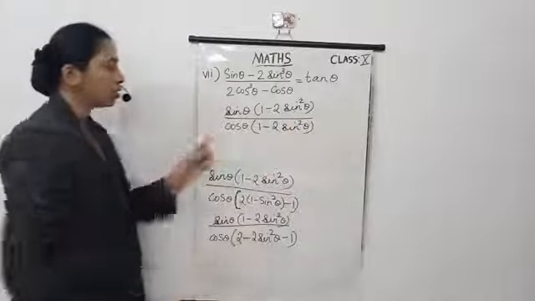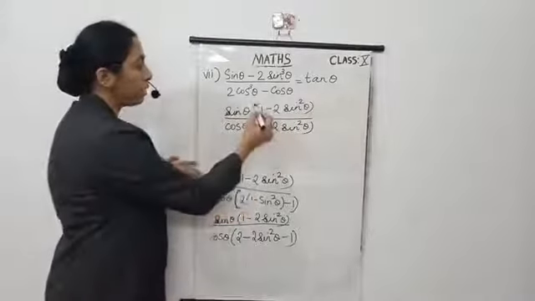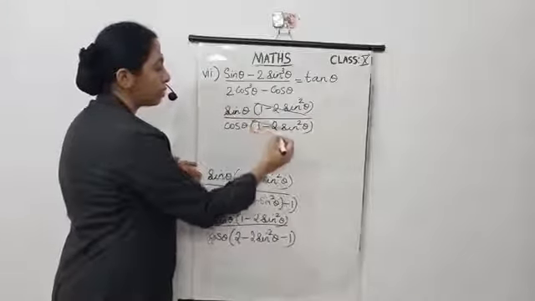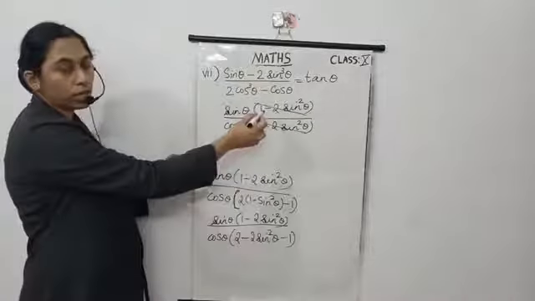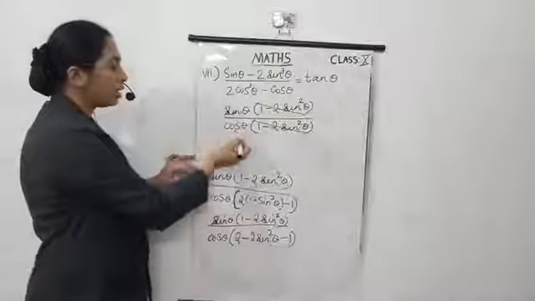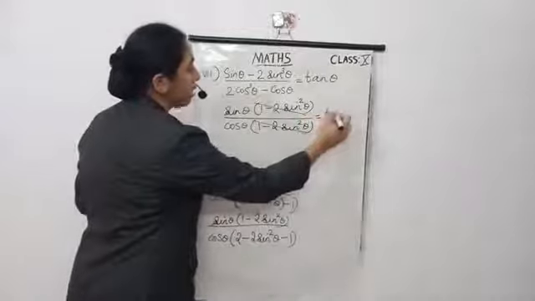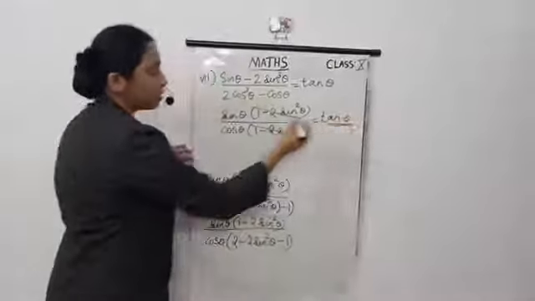Now consider numerator and denominator. This 1 minus 2 sin square theta, here also 1 minus 2 sin square theta. So cancel this. Now sin theta by cos theta is tan theta, which is the RHS. Hence the proof.